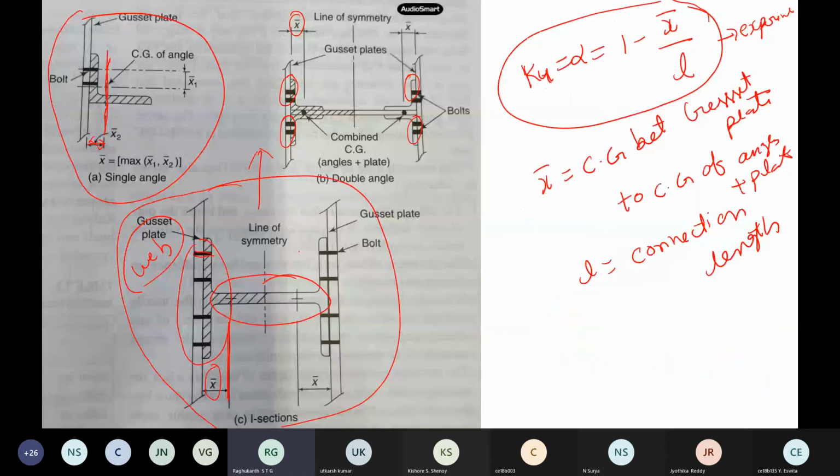And one more thing: suppose I want to make K4, the shear lag factor, what is the maximum value it can go? The maximum is, if both the legs are connected, it is 1 only. So if I want to make this closer to 1, I have to play with these two numbers. What happens to K4 if x bar is very small?